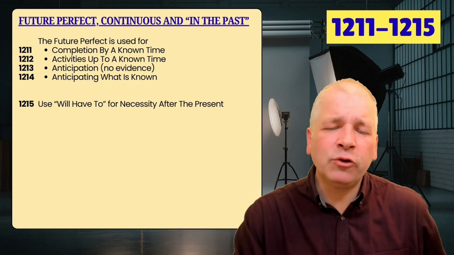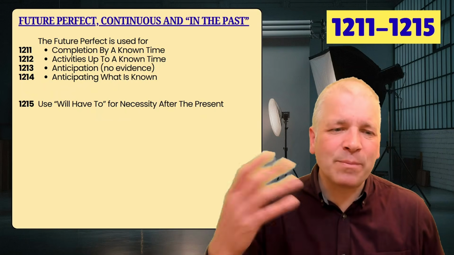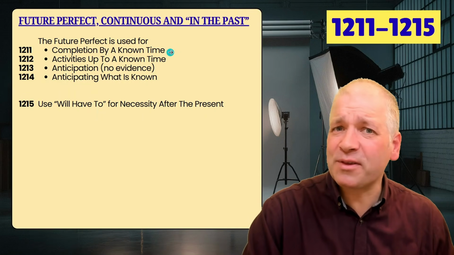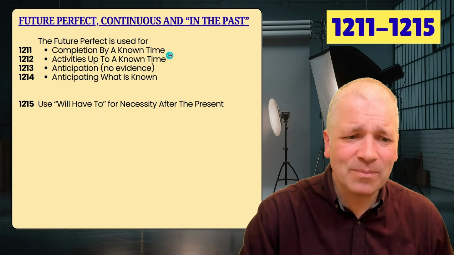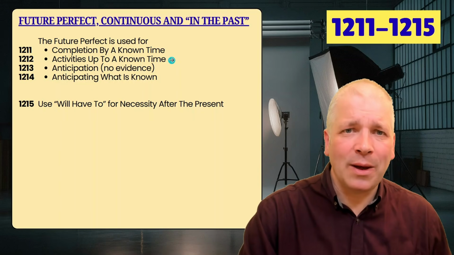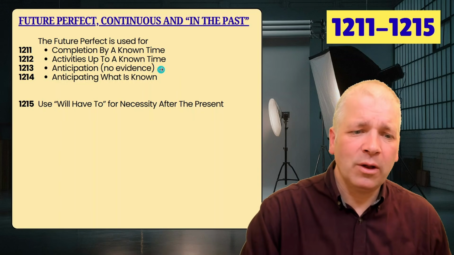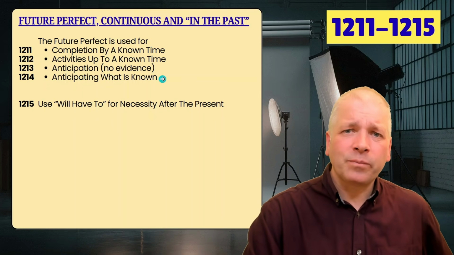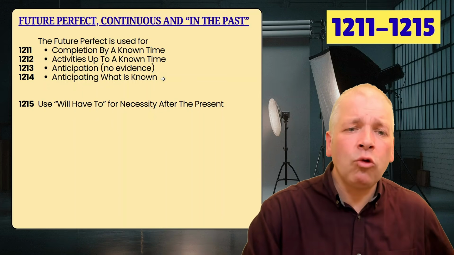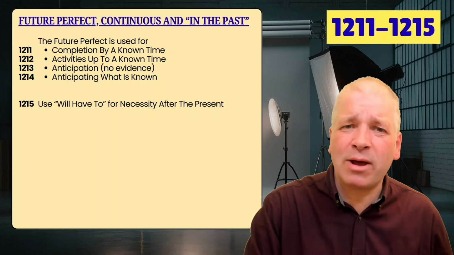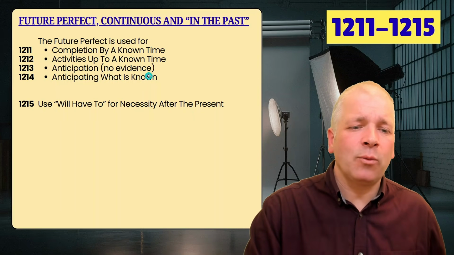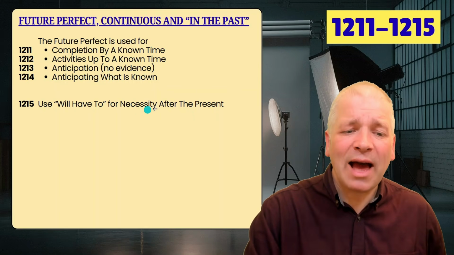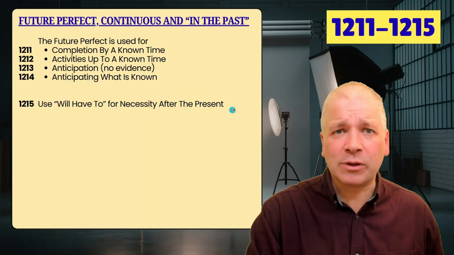We also have the future perfect, which is will, have, and past participle. The future perfect is used for completion of something by a known time, activities up to a known time in the future, or when we're anticipating things, either with no evidence or when we're anticipating what people already know. It's kind of like a present perfect use with these two particular rules. We can use will have to for necessity after the present.